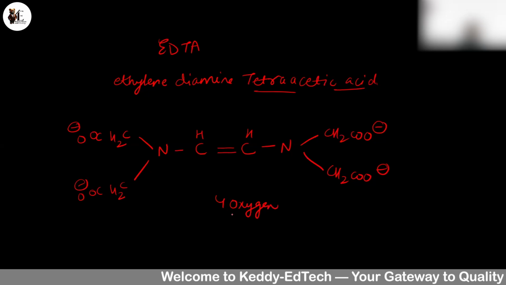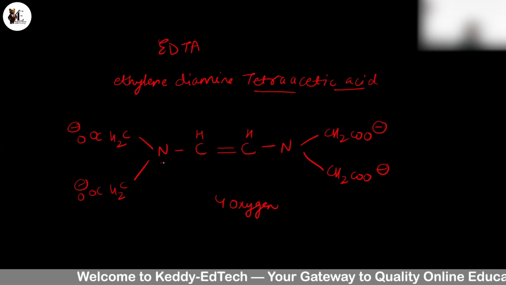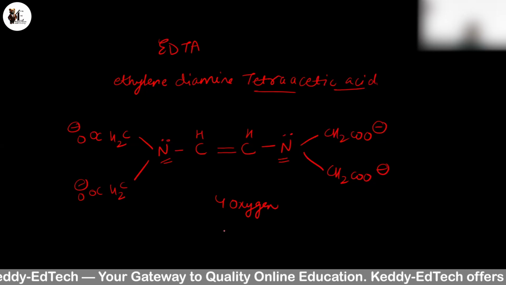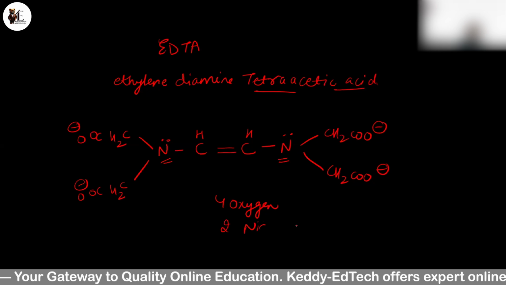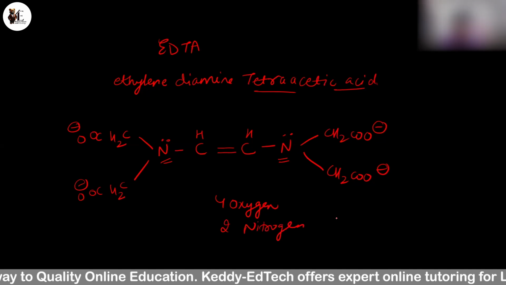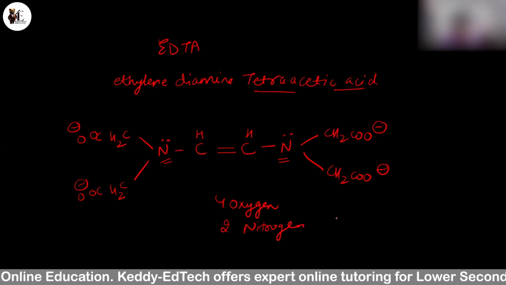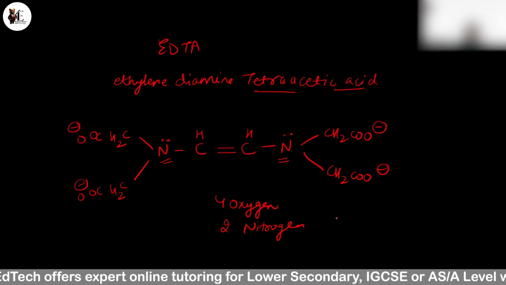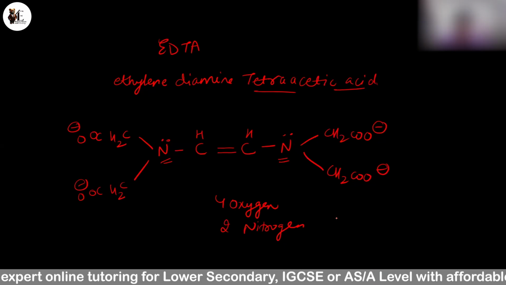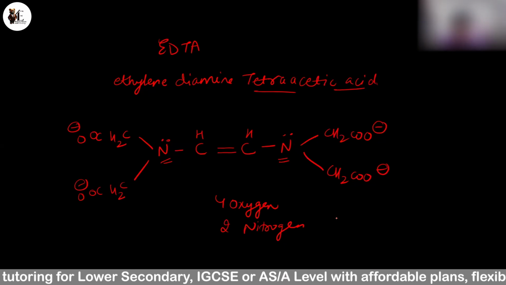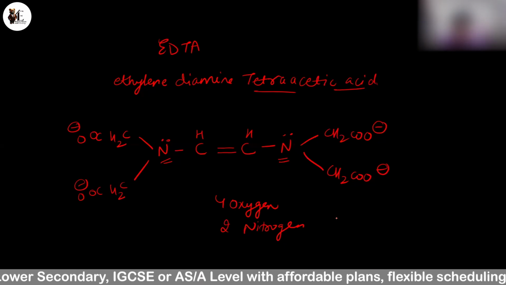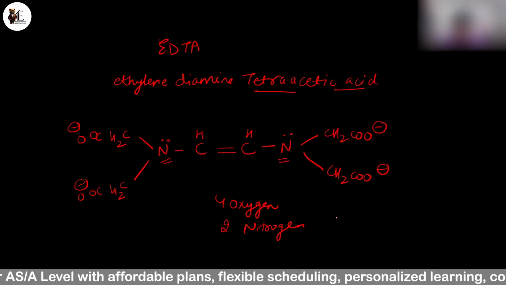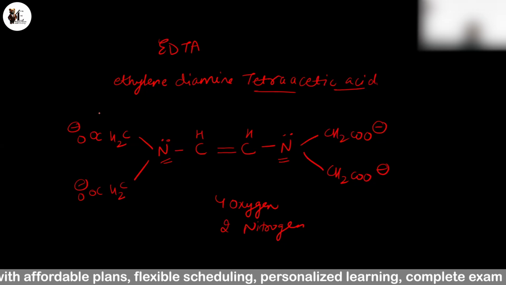And how many nitrogen sites are there? Nitrogen sites are 2, and each has a lone pair. It can coordinate with the metal. Clear?